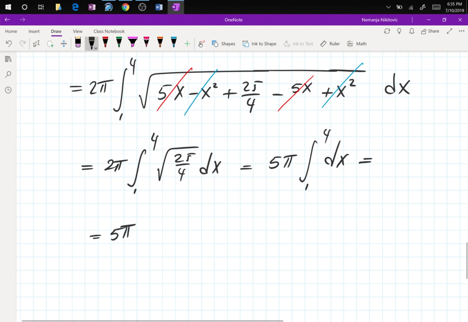5 pi, integral of dx is just x, computed from 1 to 4, which gives you 15 pi. Good? For the moment, there it is, 15 pi.